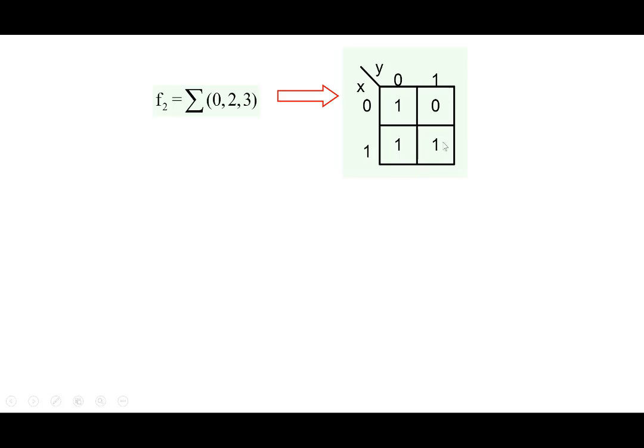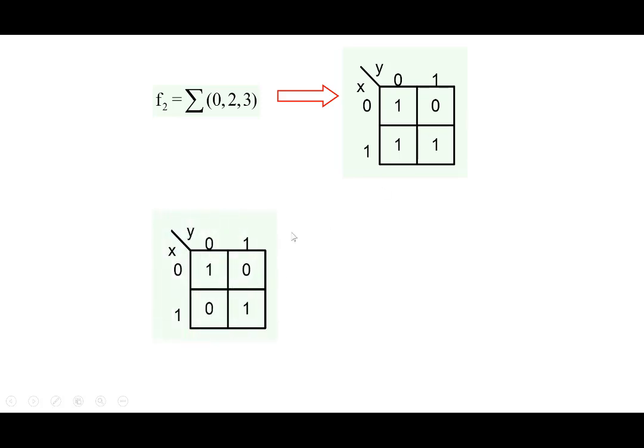So 1 and 1 here, so we put a 1 here. Right, so given a Boolean expression like this, we can map it onto a representation which we call a Kmap. K stands for Karnaugh, the person who first proposed this kind of representation.